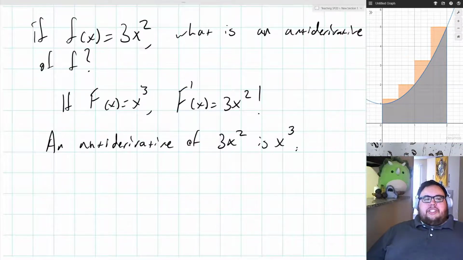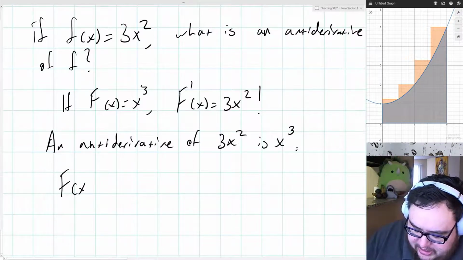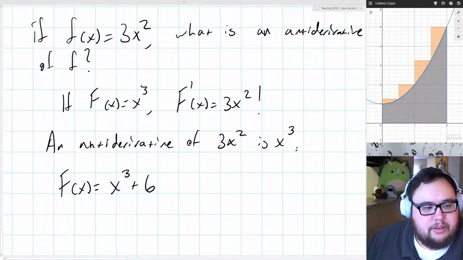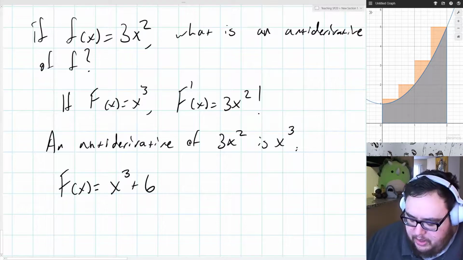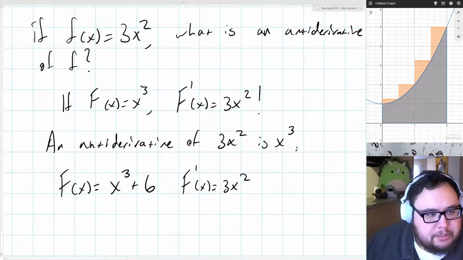What's the derivative of 6? 0. So what if big F of x is equal to x cubed plus 6? Well, when we take its derivative, we get f prime of x is equal to 3x squared, right? The 6 just disappears.